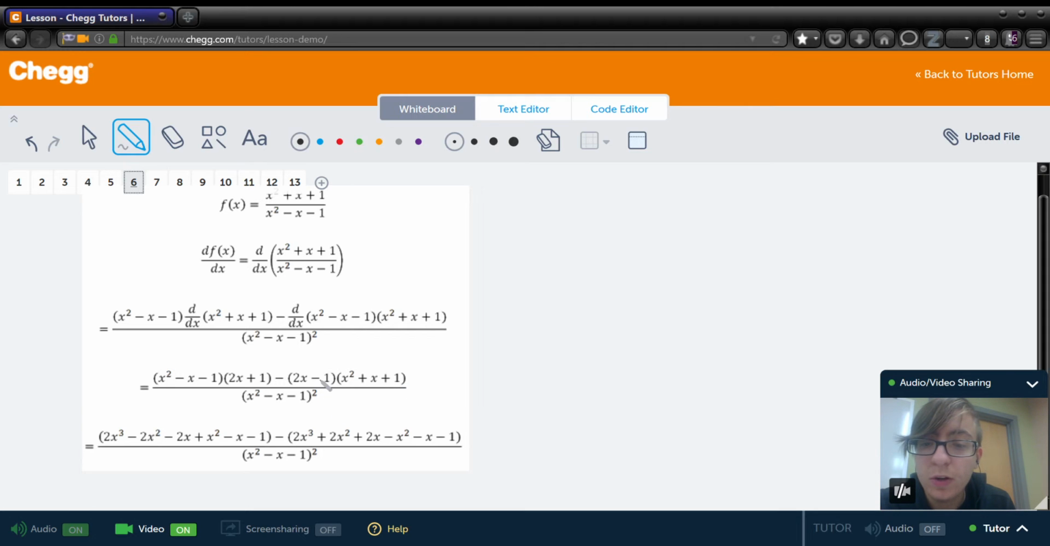And then we have to move on to the 1 to multiply out through this. So negative 1 times x squared gives us negative x squared. Negative 1 times x gives us negative x. And negative 1 times 1 gives us negative 1.